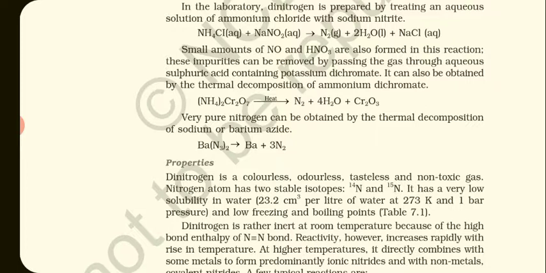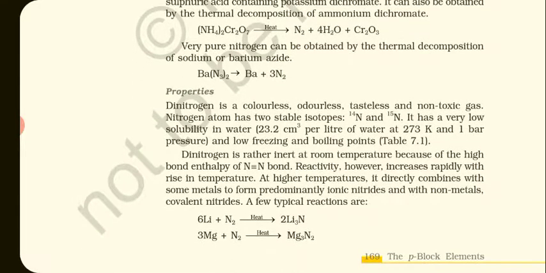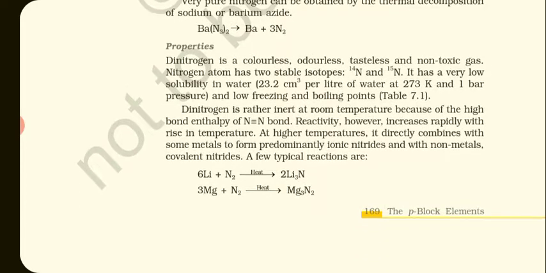It can also be obtained by the thermal decomposition of ammonium dichromate. (NH4)2Cr2O7 on heating gives N2 plus H2O plus Cr2O3. Very pure nitrogen can be obtained by thermal decomposition of sodium azide and barium azide. Ba(N3)2 gives Ba3N2 and nitrogen.